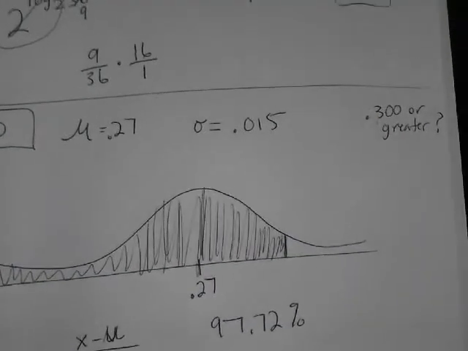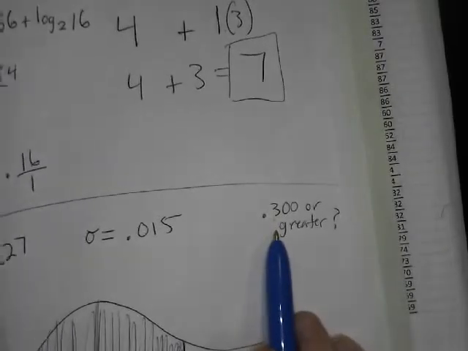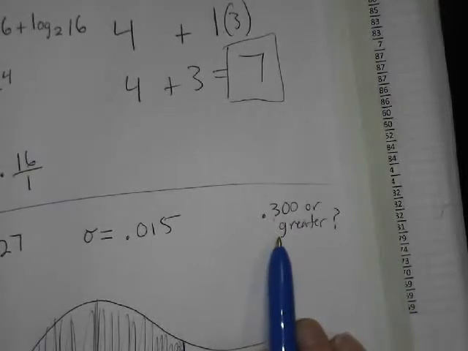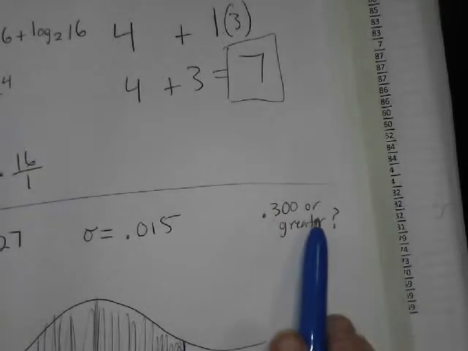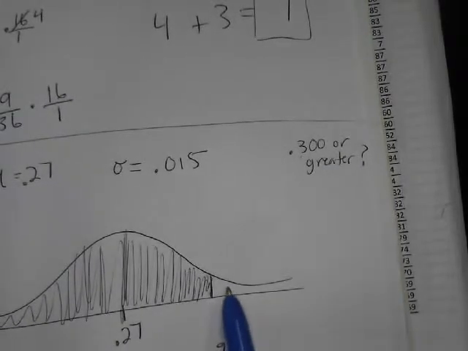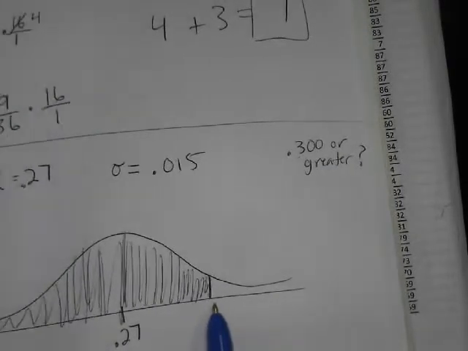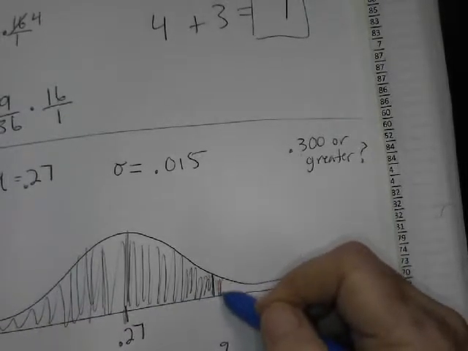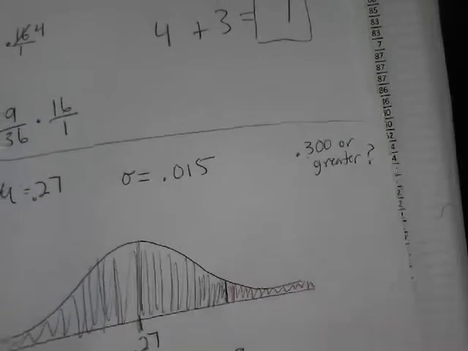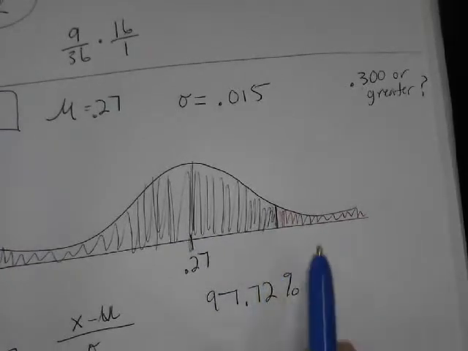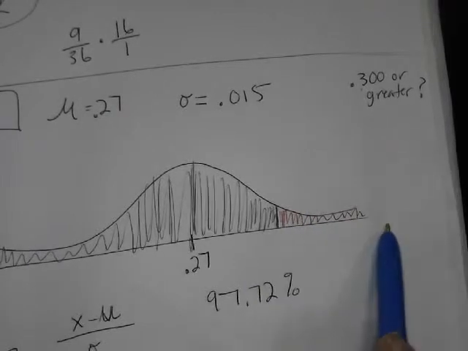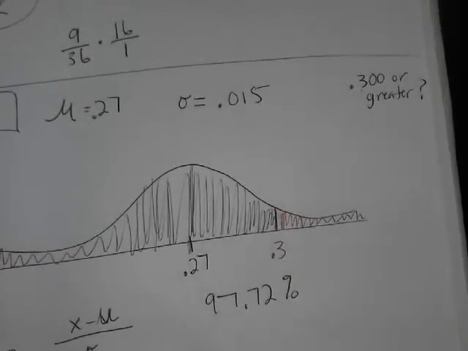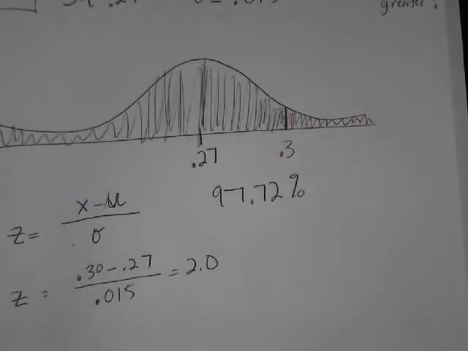But the question is asking what percentage have batting averages of 0.3 or greater? So it actually wants this, right? Since that was a percentile ranking, it actually wants this red part. So how do I do that? I just go 100 to get this little part, the part that's greater than 0.3. This is 0.3 right here. I'm going to have to go 100 minus 97.72.